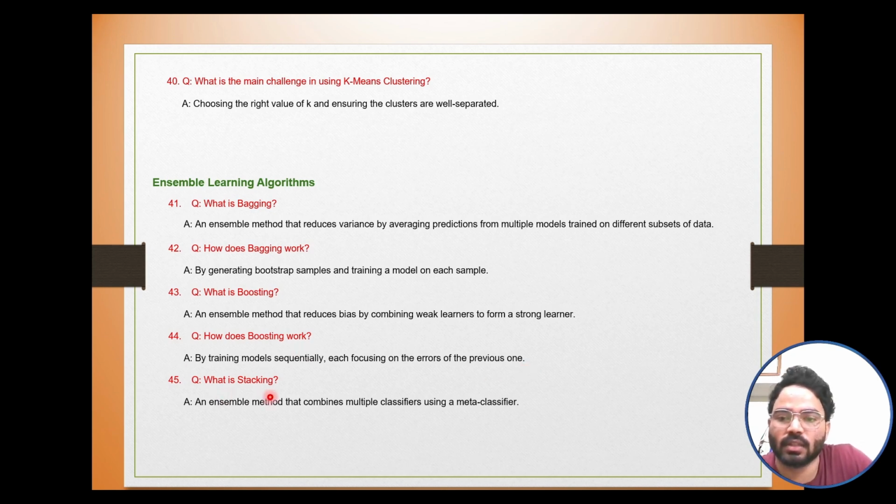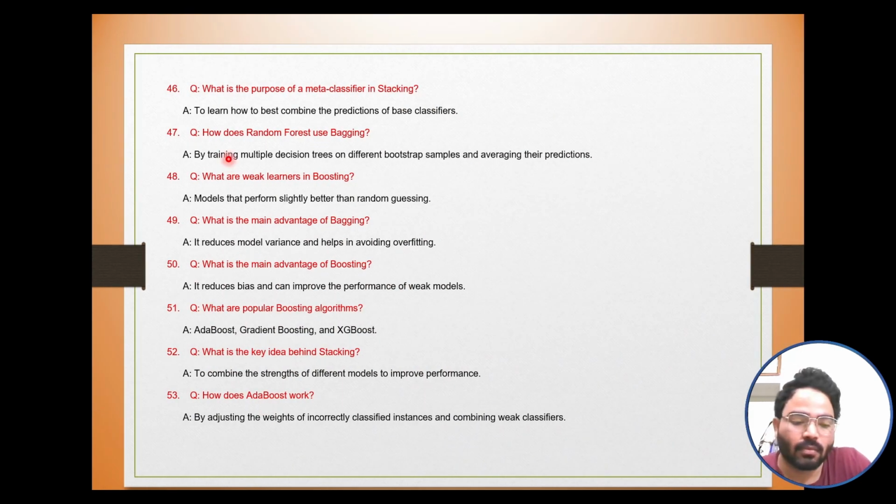Next question: what is stacking? It is an ensemble method that combines multiple classifiers using a meta classifier. This is the method of stacking. Next: what is the purpose of the meta classifier in stacking? It learns how to best combine the predictions of the base classifiers. You don't know which base classifier is doing better, so for combining, you use a meta classifier.